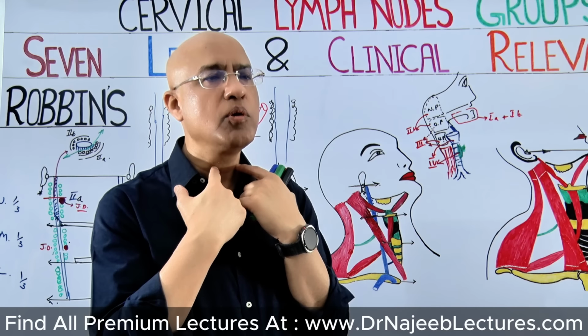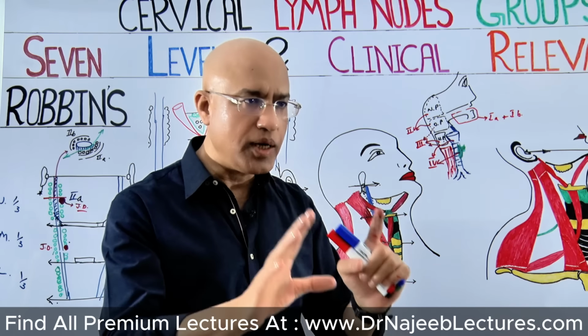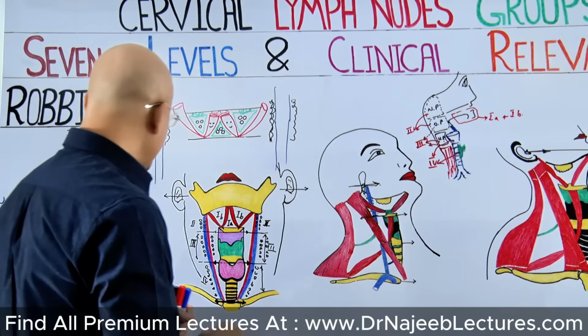Now, so we have done level 2, level 3, level 4, right? After we have learned this, now we go to level 5. There's already a very beautiful diagram here for level 5. Level 5 lymph nodes are deep cervical lymph nodes which are present in the posterior triangle of the neck.